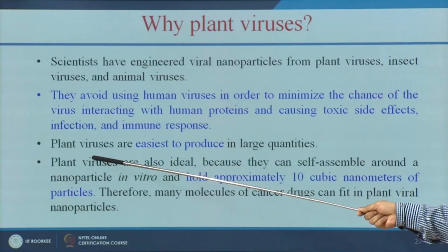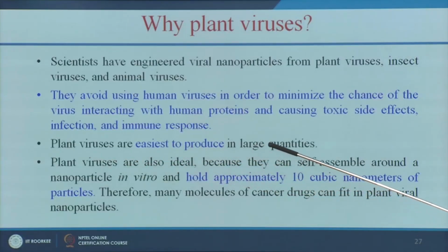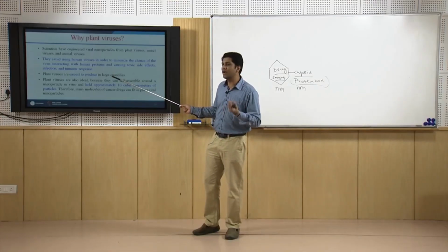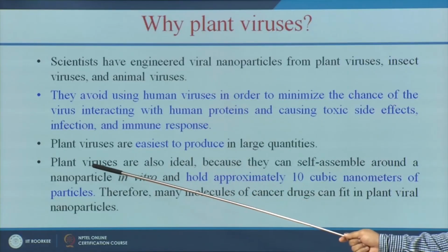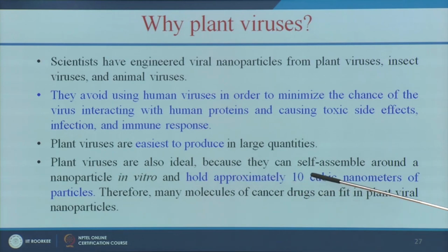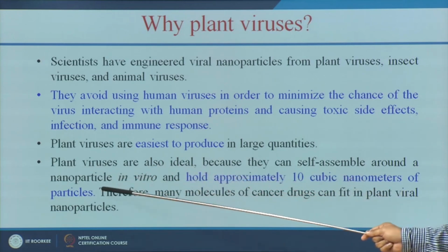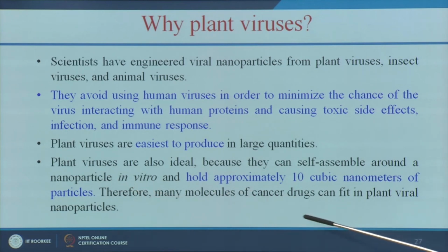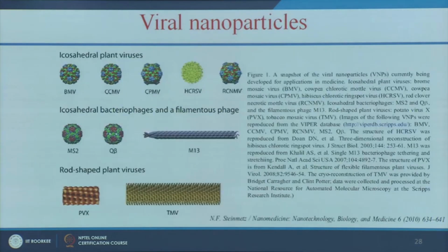But in this case it is very easy to produce in large quantities. You are going to add the virus to the plant leaf and this plant leaf is going to make millions of viruses. Okay. And another advantage of using the plant virus is it can hold 10 cubic nanometers of particles. So the size of the plant virus is bigger, so that we can load more amount of anti-cancer drug or any kind of therapeutic molecule inside the plant based viral particles.